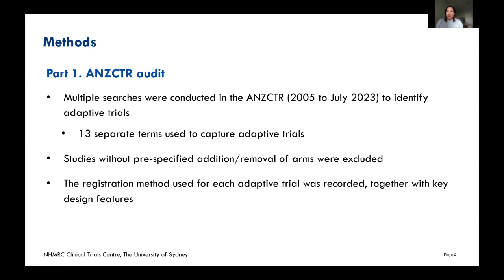As I mentioned previously, there is a wide diversity in the terms used to describe adaptive trials, so we ended up conducting 13 separate searches with each of these terms to capture as many adaptive trials within the database as we could. We used the criteria of multi-arm trials that may add or remove treatment arms over the course of the trial to determine which studies would be included as adaptive trials and those that would be excluded. The results from each search were then downloaded into separate files and combined for screening against that inclusion criteria. Once we had identified the adaptive trials, the registration method used for each adaptive trial was recorded together with key trial information.